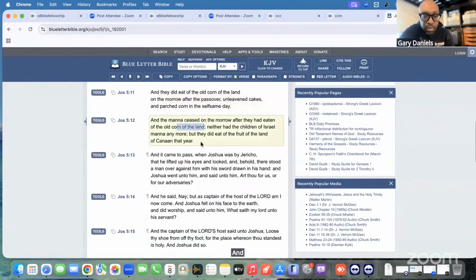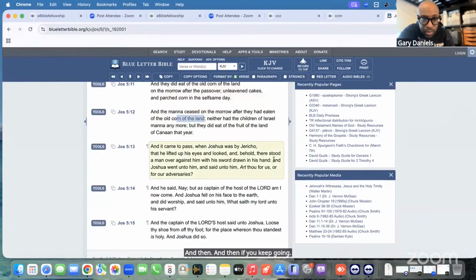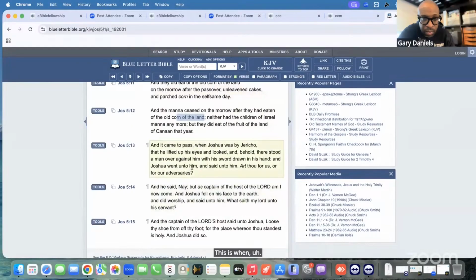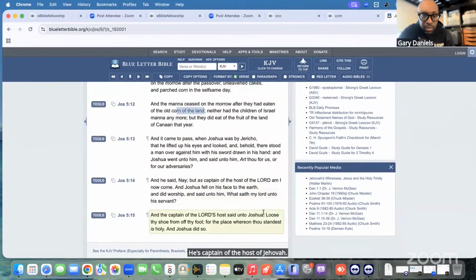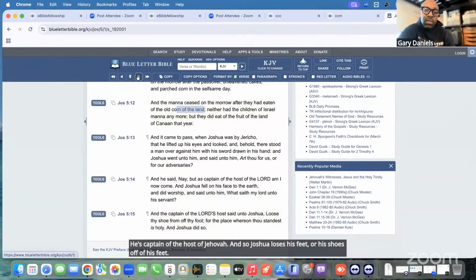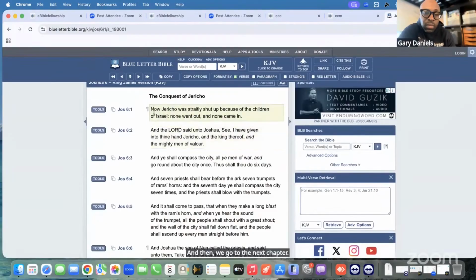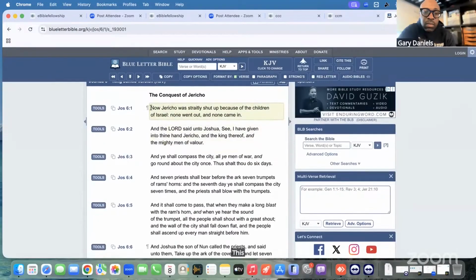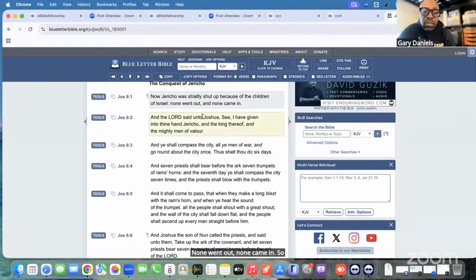And then if you keep going, it's interesting because this is when Joshua runs into the man who had a sword drawn, and that was Christ. He's captain of the host of Jehovah. And so Joshua loosed his shoes off of his feet. And then we go to the next chapter. There's no indication of a passage of time, right? It just seems like he's getting right into it, where it says, Now Jericho was straitly shut up because of the children of Israel, none went out, none came in. So they're about ready to siege.